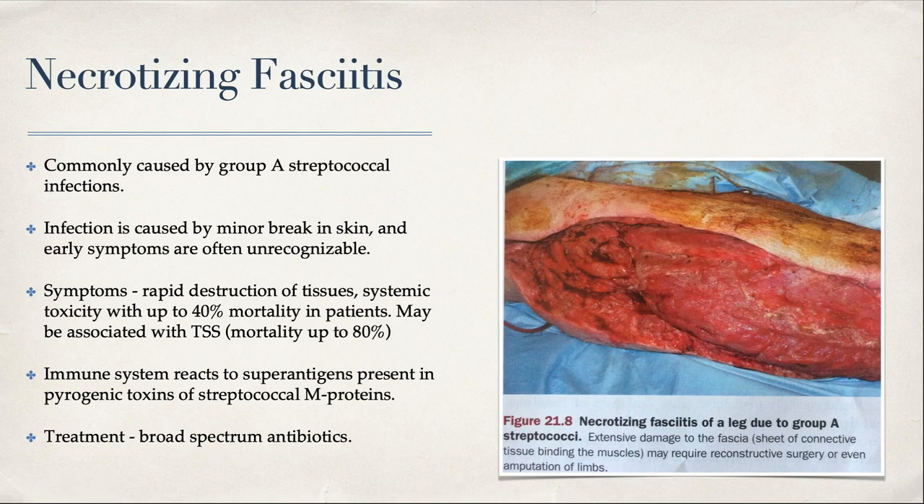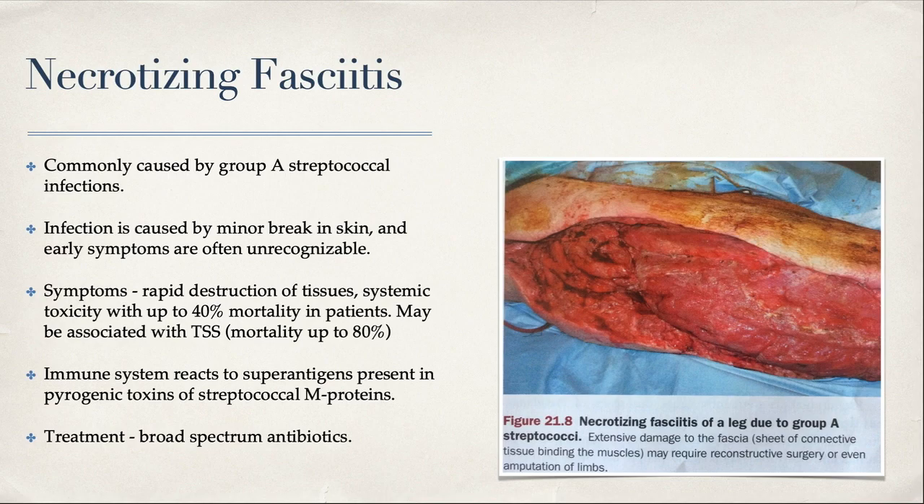Then there is necrotizing fasciitis. Fasciitis is an inflammation of the fascia. The fascia is a connective tissue that surrounds muscles and blood vessels and nerves. And so these are also infections that are caused by group A streptococcus, or GAS. It results when there is a minor break in the skin, which causes the introduction of these pathogens, which hitherto are normal microbiota, into sterile regions of the body, tissues.